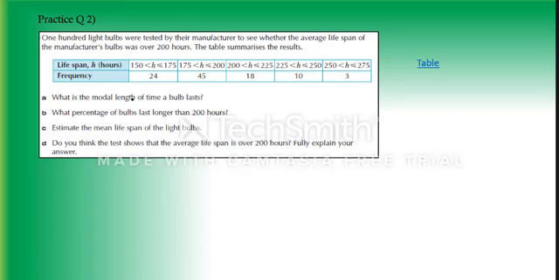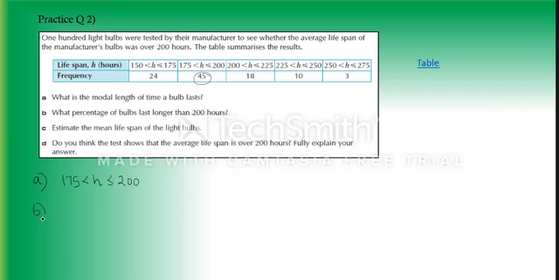The first part says, what is the modal length of time a bulb lasts? So we need to find out the data interval with the mode, which means the maximum frequency. As is evident, the maximum frequency in this case is 45. So the answer to the first part of the question is fairly simple. The modal length is 175 to 200 hours, which means the maximum number of bulbs have a lifespan between 175 to 200.